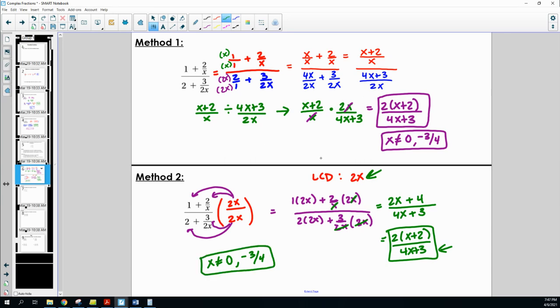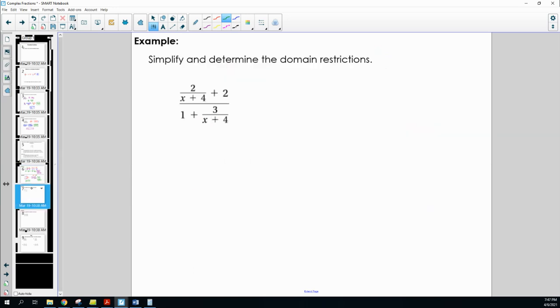So in method 1, our domain restrictions are coming from anything that was once a denominator in our problem. In method 2, our domain restrictions are coming from the lowest common denominator and the denominator in our answer. Okay, so you can choose whichever method you like. If you like method 1 better, use method 1. If you like method 2 better, use method 2. In the next 2 examples that I'm going to go over, I will be using method 2. But if method 1 makes more sense, please use method 1.